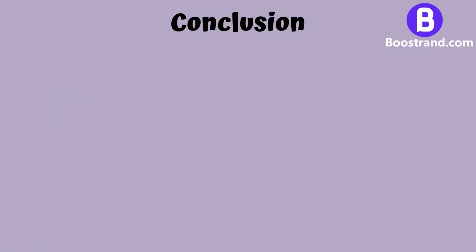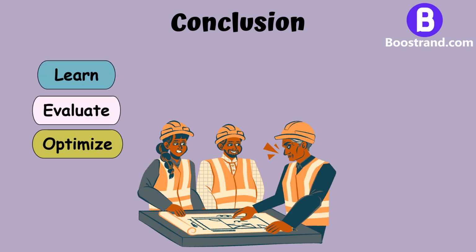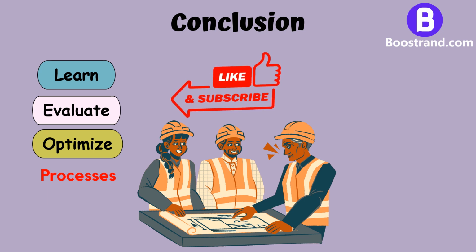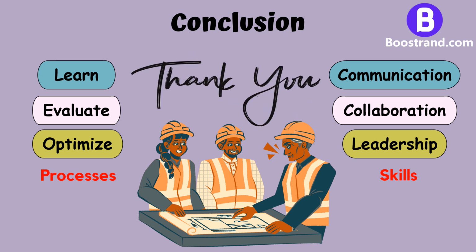To master project execution in chemical engineering, it is essential to continuously learn, evaluate, and optimize processes, as well as to develop effective communication, collaboration, and leadership skills. By doing so, chemical engineers can contribute to the success of their projects and the overall growth and development of the chemical engineering profession.